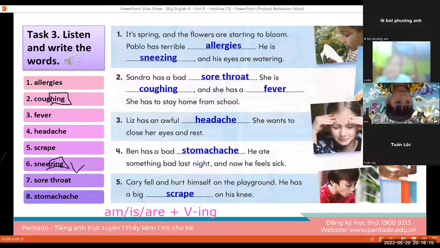Khi mà con té thì con sẽ thường có những cái vết trầy xước, đúng không? Những cái vết đấy mình sẽ gọi là vết scrape. Scrape on the knee. Yeah, so very good for number five. Good job, everybody. So those are some words about the health problem. Những cái vấn đề về sức khỏe.